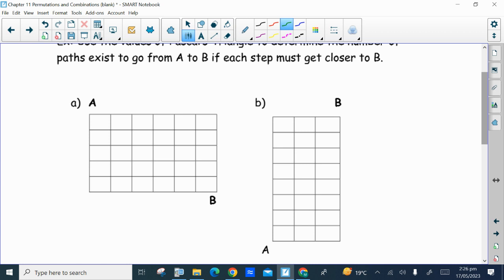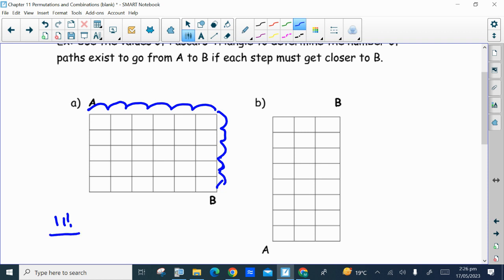So one way to do this, if you're going from A to B, is count the total number of blocks. Remember, you don't start counting until you move. So starting at A, 1, 2, 3, 4, 5, 6, 7, 8, 9, 10, 11 blocks total has to be traveled. So that could be done in 11 factorial ways.